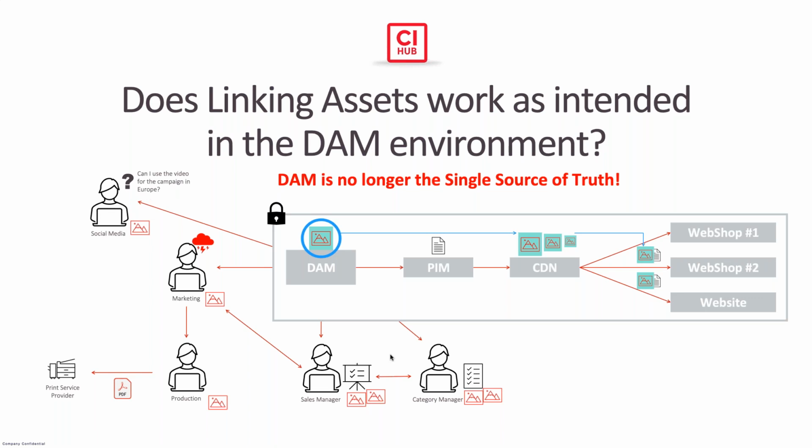And sometimes there are questions like, can I use this video for the campaign in Europe? Or do we have to check the up-to-dateness of the images before production? Or I need a previous version of a PowerPoint? How can I get this? Where do I find this? And the category manager asks, what about the digital rights of these images I'm going to send out?